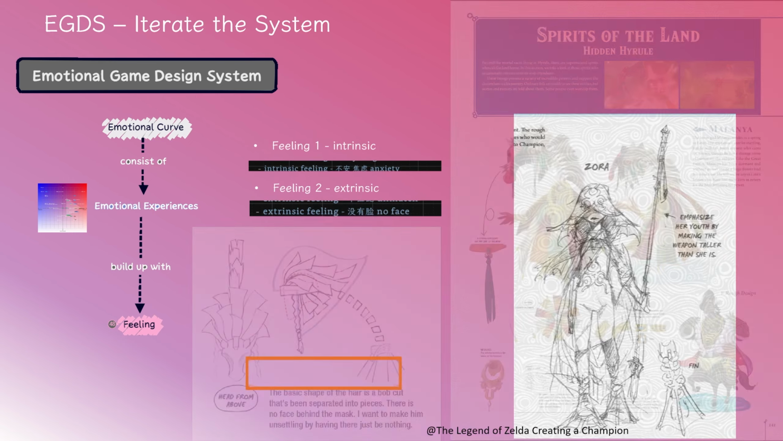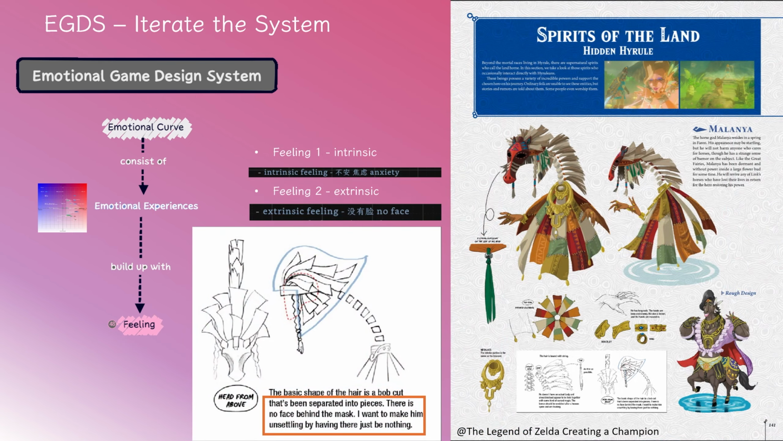Another example is the Malayan, the god, the spirits. The intrinsic feeling that the artist is trying to achieve here is, as you see, I want to make him unsettling by giving him nothing, which means the intrinsic feeling here is what I call anxiety, and the extrinsic feeling is no face.